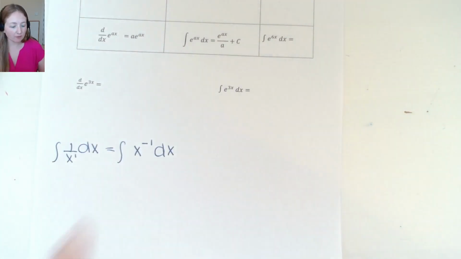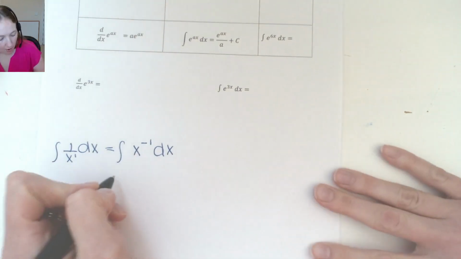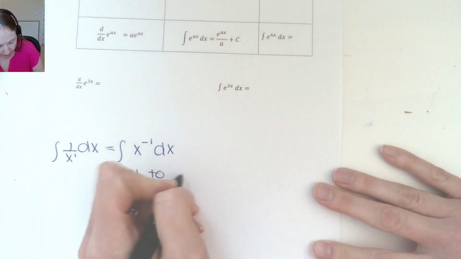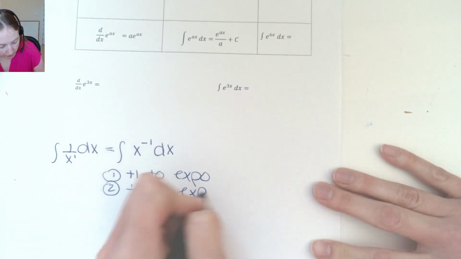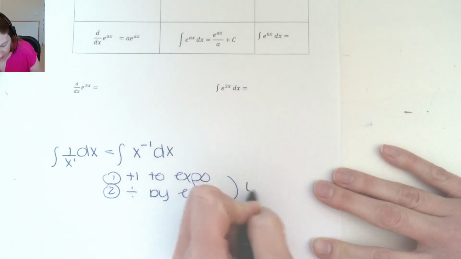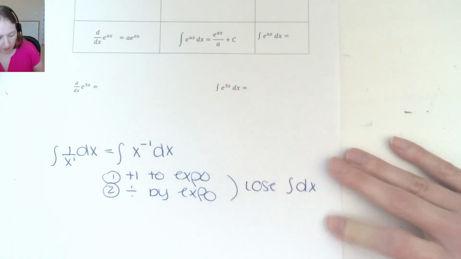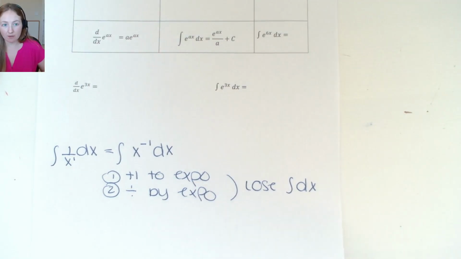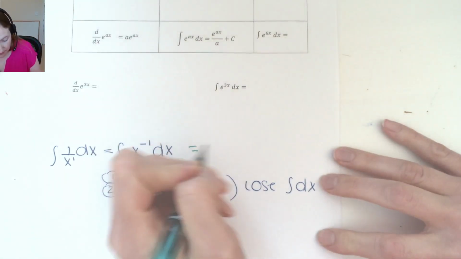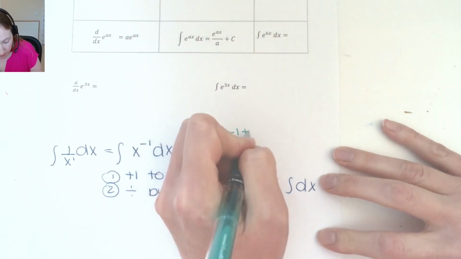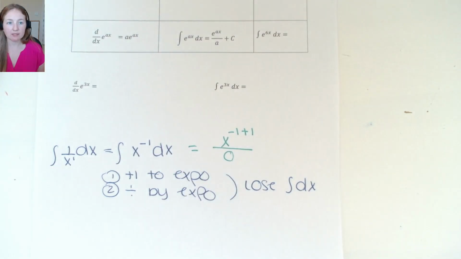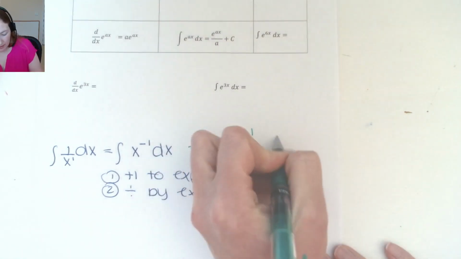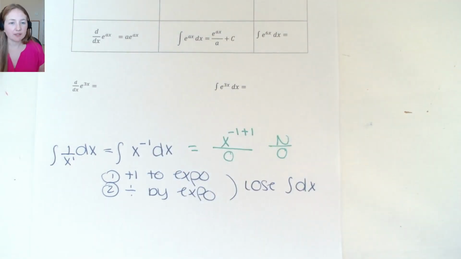All right, so then if I'm going to integrate x to the -1, what I need to do is add 1 to the exponent and then of course divide by that new exponent. Now you'll notice that when I do that, I lose the integral sign, I lose the dx, but when I go through that process of adding 1 to the exponent and dividing by the new exponent, I get x to the -1 plus 1 over, and dividing by the new exponent will give us a 0 in the denominator. And as we know, we cannot have a 0 in the denominator. That is a no-go. So it's an undefined expression.